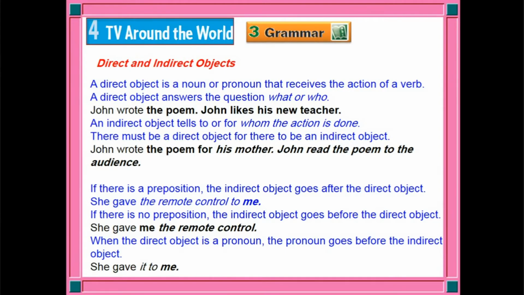She gave me the remote control. Me is an indirect object. The remote control is the direct object. When the direct object is a pronoun, the pronoun goes before the indirect object. Gave it to me. She gave it to me.